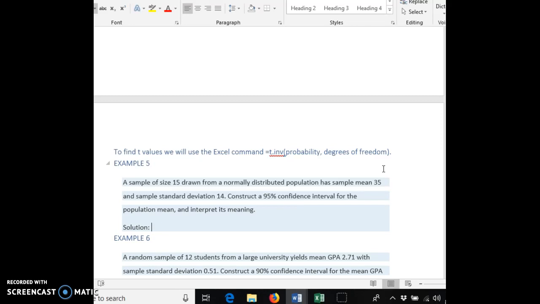Now, very important, this is a small sample, smaller than 30. Since the sample is smaller than 30, we really have to pay attention to what standard deviation we have. If we have the population standard deviation, we can use z of alpha over 2, just like we did in our examples from 7.1. But if we only have the sample standard deviation, we have to use the t distribution. So that's very important. We're going to construct our 95% confidence interval using the t distribution.